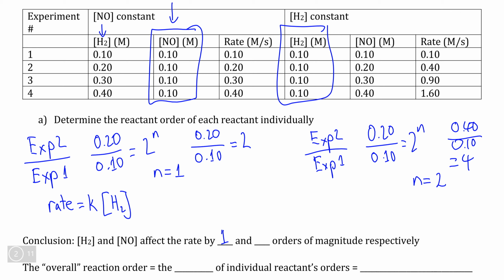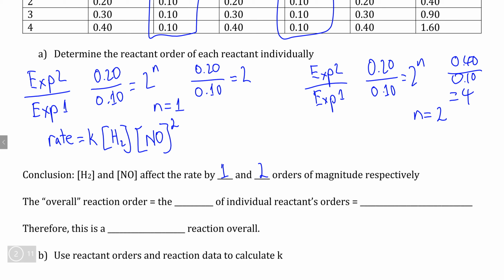meaning that n must be equal to 2, which means that we have a quadratic relationship between concentration increases and the resulting rate increases that occur, meaning that we can write our rate law in its entirety this time by adding the concentration of nitrogen monoxide to the exponent 2, meaning that nitrogen monoxide has a second order relationship with the rate.